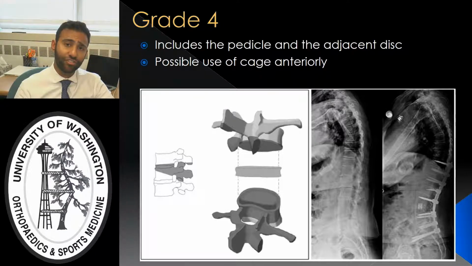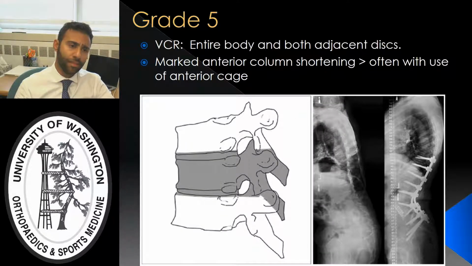And in this situation, sometimes it's possible to use a cage anteriorly to get anterior column support or get added height if it's needed. A grade 5 is a vertebral column resection. This removes the entire vertebral body anteriorly, as well as the spinous processes and the facet joints posteriorly. And it removes the entire body from the disc space to the disc space.